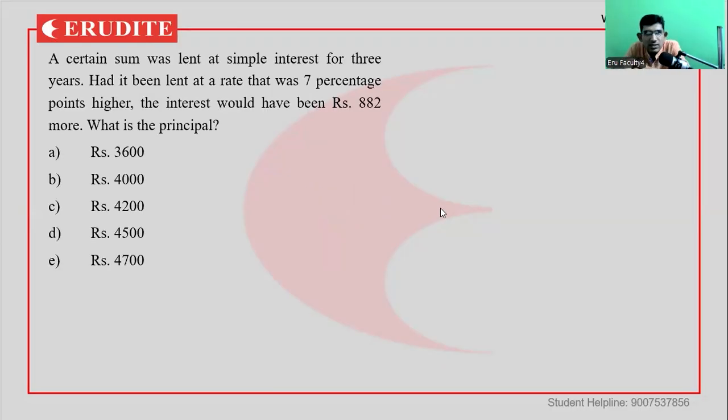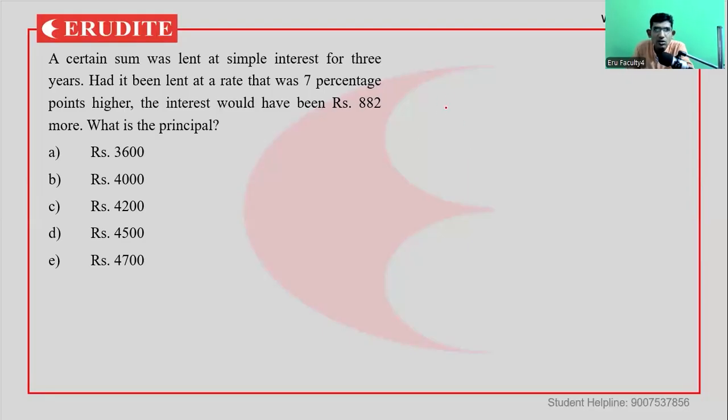The first one says, a certain sum was lent at simple interest for 3 years. Had it been lent at a rate that was 7 percentage points higher, the interest would have been rupees 882 more. What is the principal? We'll take some initial examples of simple interest and then we'll take examples of compound interest. So this is a very simple question of simple interest, which you can easily do by applying the formula.